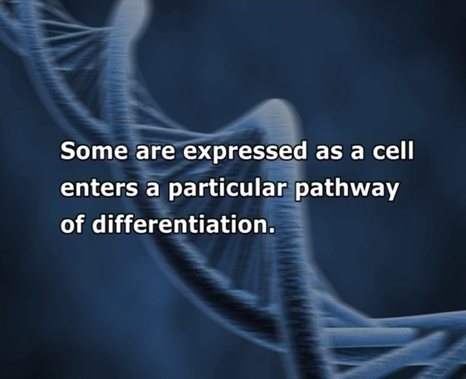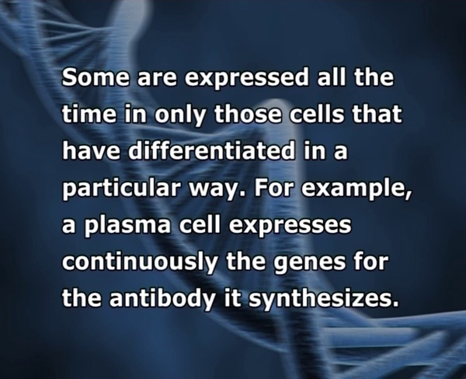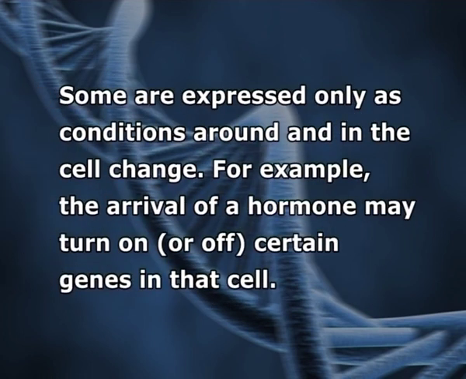Some are expressed as a cell enters a particular pathway of differentiation. Some are expressed all the time in only those cells that have differentiated in a particular way. For example, a plasma cell expresses continuously the genes for the antibody it synthesizes. Some are expressed only as conditions around and in the cell change. For example, the arrival of a hormone may turn on or off certain genes in a cell.